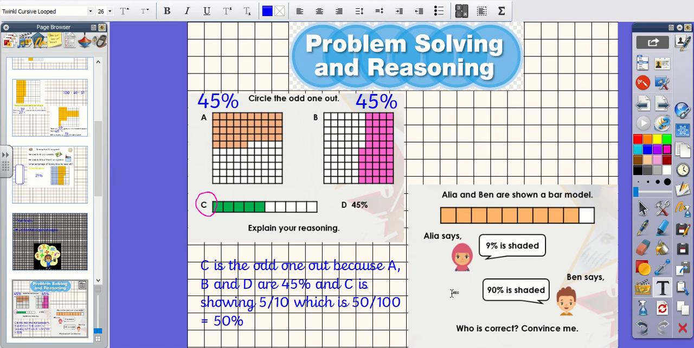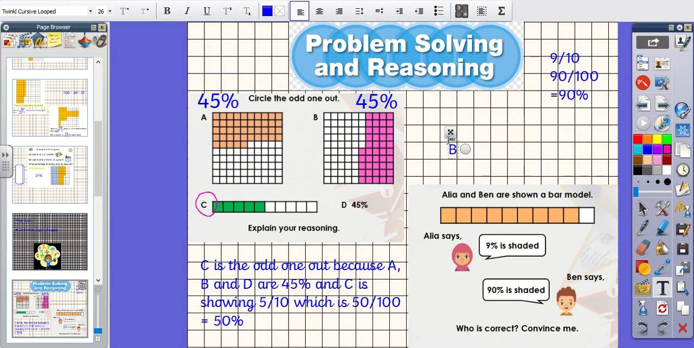Okay? So if your denominator is not 100, then you can't have a percentage. Okay? So that will help us with this question here. So it says on the second question, Alia and Ben are showing a bar model. So Alia says 9% is shaded, and Ben says 90% is shaded. Who is correct? Convince me. So if I've just said that you can't have a percentage with a denominator of 10, you need to have a percentage with a denominator of 100. So it is right, 9/10 are shaded. If we converted that into hundredths, we multiply the denominator by 10, multiply the numerator by 10, which would be 90 out of 100, which would equal 90%.